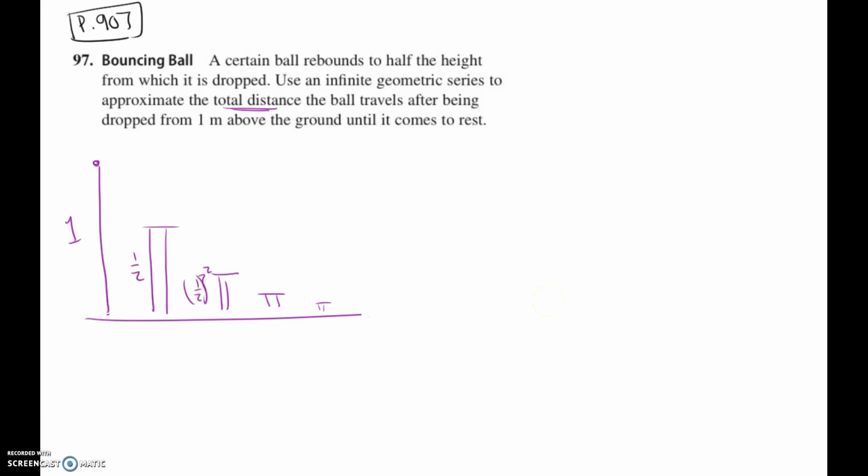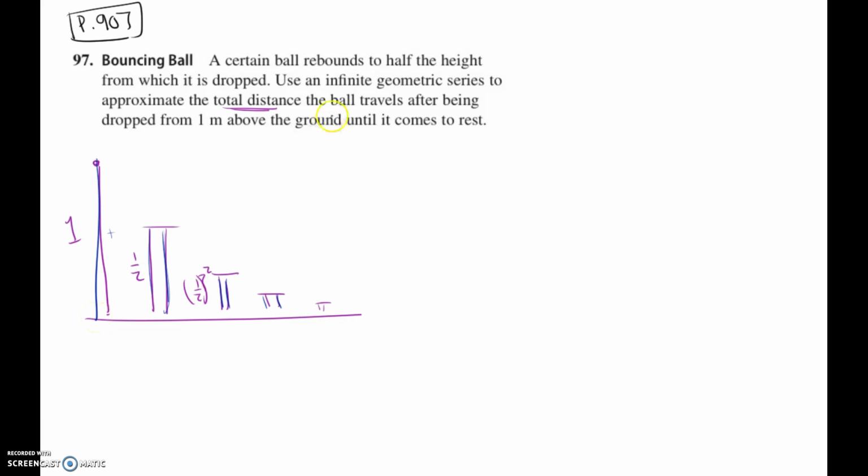There's more than one way to do this. I like to do it as one geometric series, and then you add 1 to the end. So here's how I'm going to do it. These are all doubled, the ups and the downs. This one is a solo by itself.